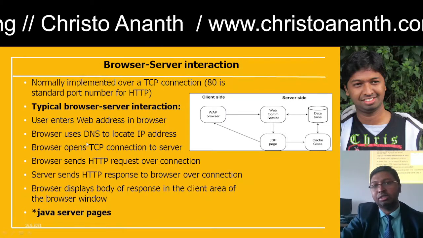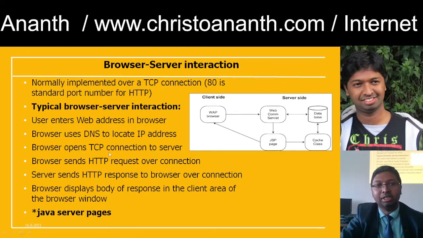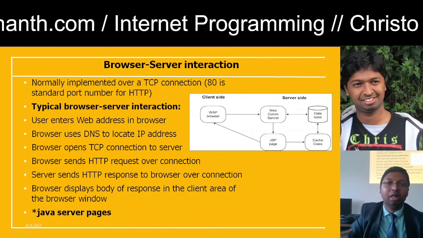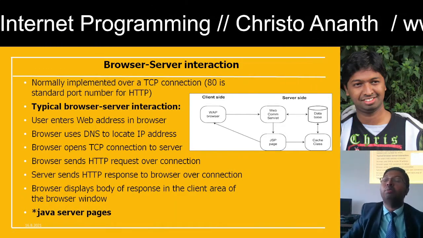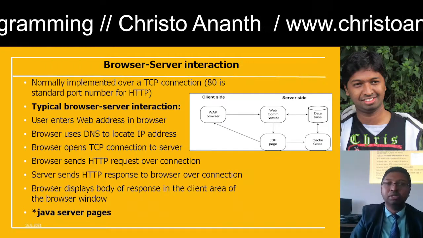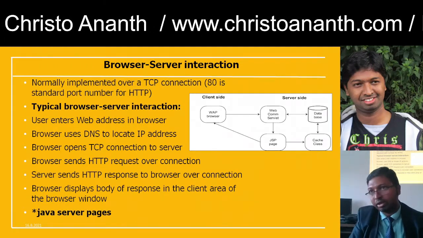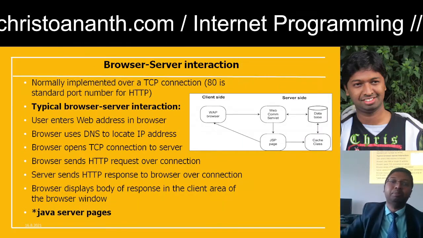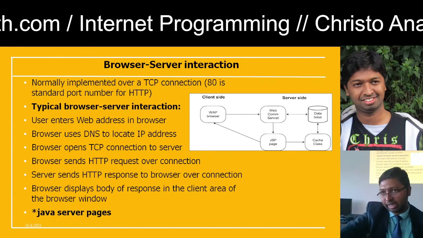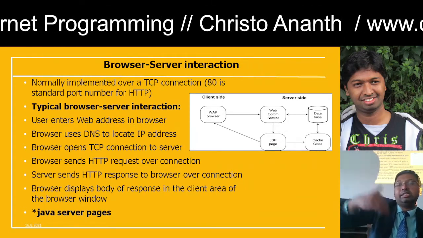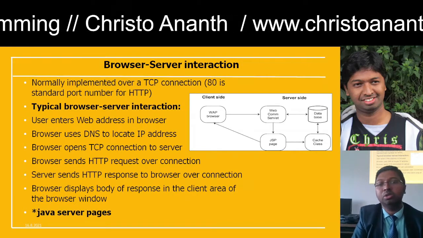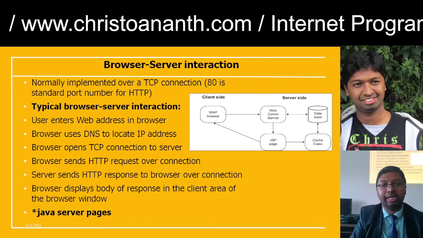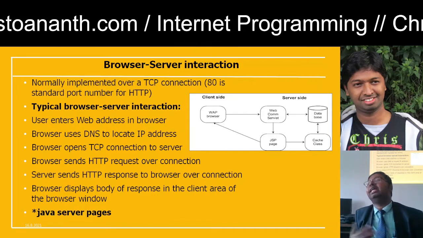The browser uses DNS to locate the IP address, and then opens a TCP connection to the server. The browser sends the HTTP request, hypertext transfer protocol request, and the server sends the HTTP response to the browser over the connection. The browser displays the body of the response in the client area of the browser window. So this is how the connection is established.